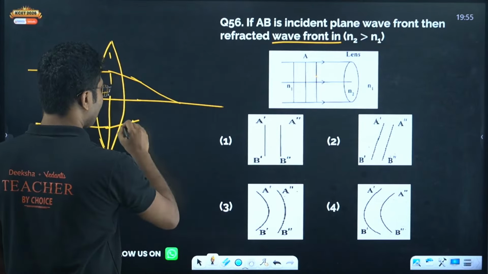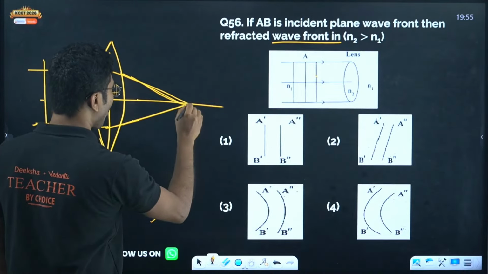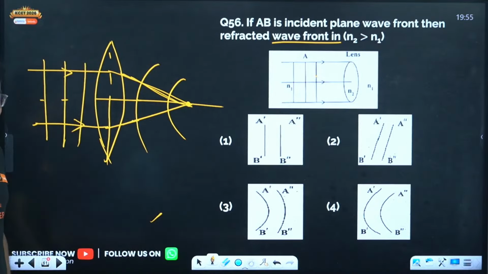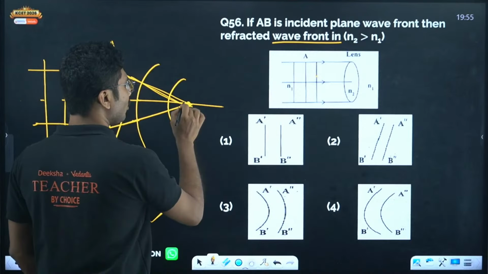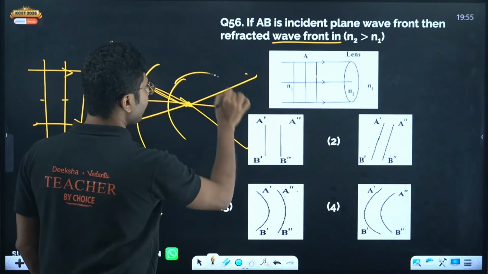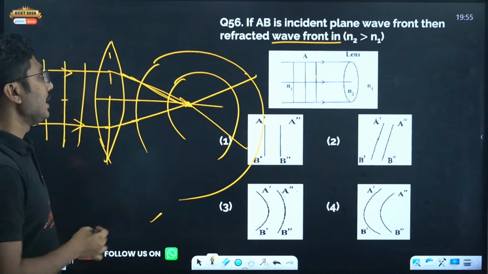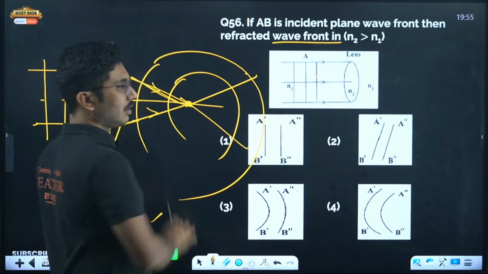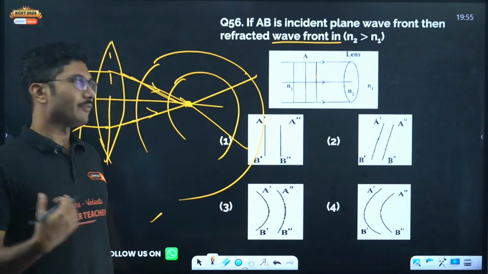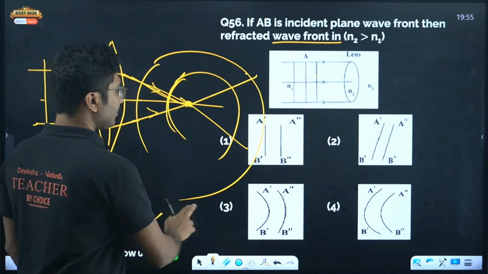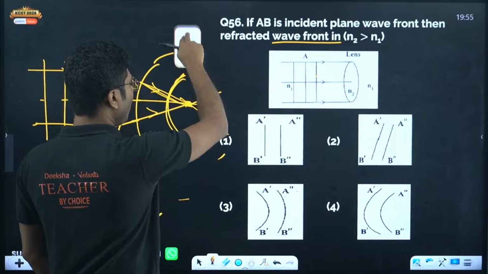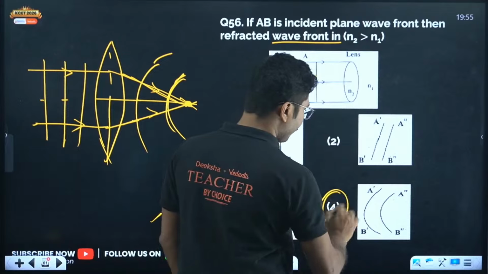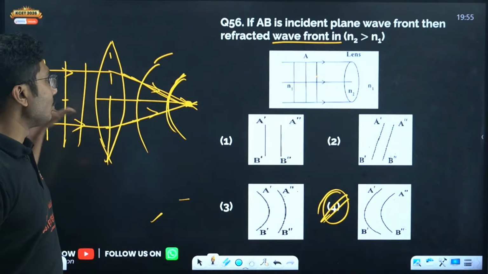Rays are converging over here. For converging rays, the point of convergence is the center. So the wavefront will be inverse spherical. If you go from here on this side, it will be spherical. Remember, the point where the rays meet is the center of the spherical wavefront. So wavefronts will not be like this, the wavefront will be like this. The correct answer is not 3 but 4. Very tricky question but not super difficult.